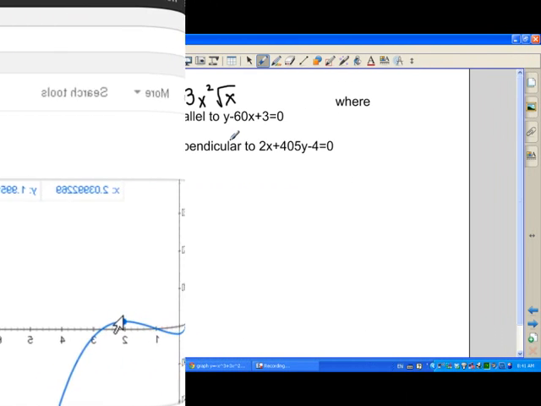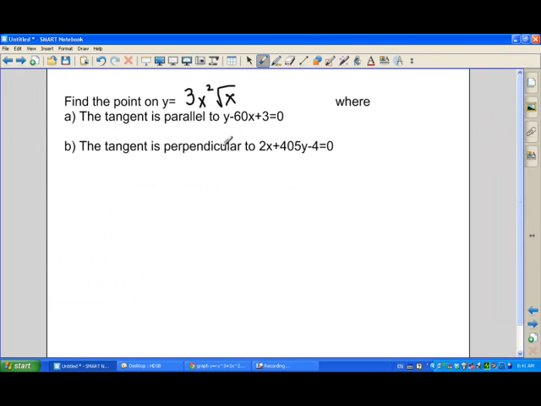Okay, one last example. We're finding a point on the equation y equals 3x squared times the square root of x, where the tangent is parallel to this line, or, in part B, where the tangent is perpendicular to this line. We'll do A first. If the tangent is parallel, then we're looking for something with the same slope.